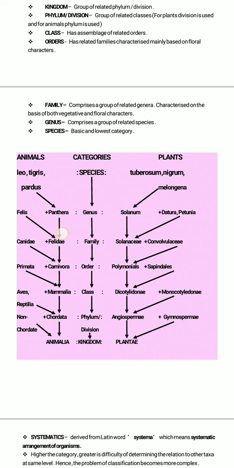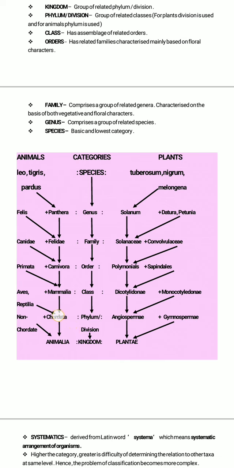First, Panthera includes Panthera pardus, Panthera tigris and Panthera leo, so Panthera is the common genus for those species. If you add Felis here, it becomes a family named Felidae. If you add another family, Canidae, it gives an order called Carnivora. Then if you add another order, Primata, with Carnivora, it gives a class called Mammalia.